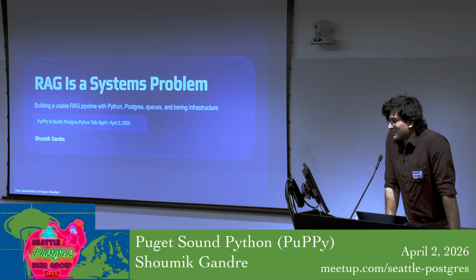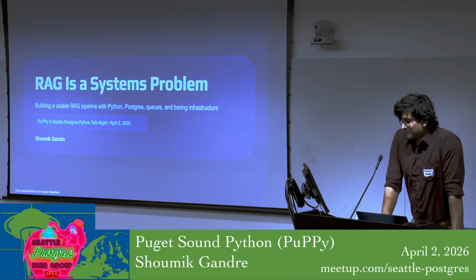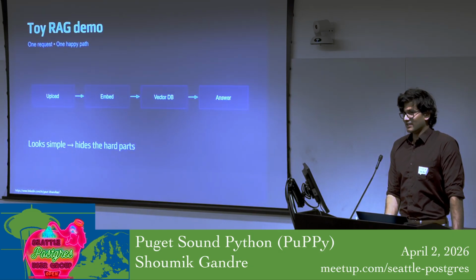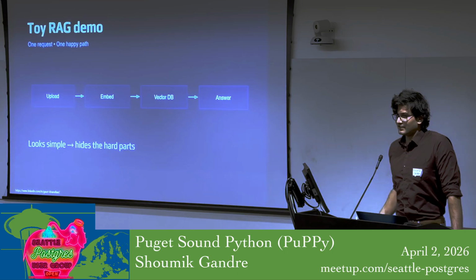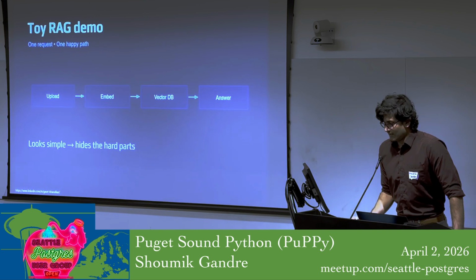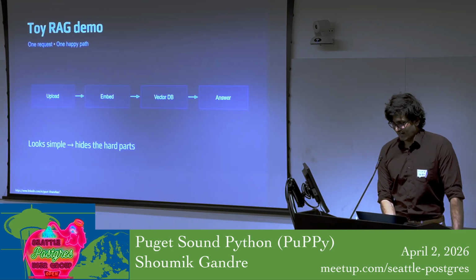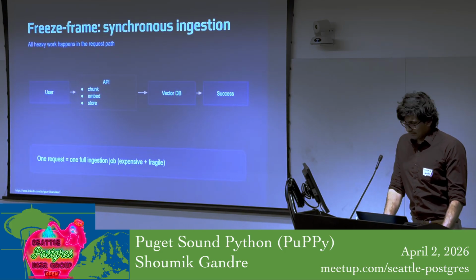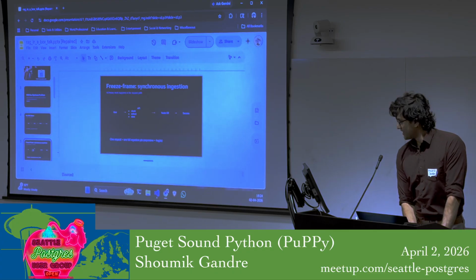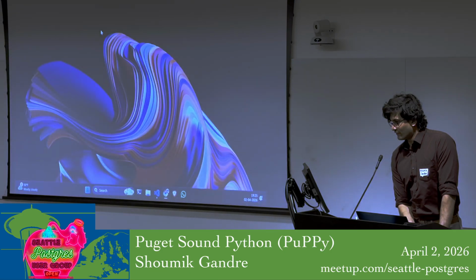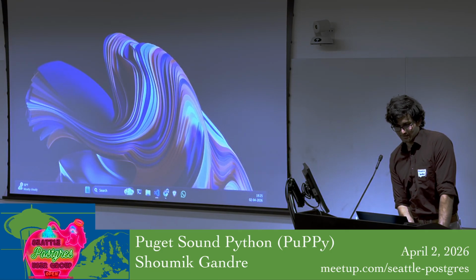Okay, RAG is a systems problem. What do you mean by that? Sure, we can have a toy demo of RAG where people just upload something, it gets embedded, stored in a vector database, and then you use an LLM to answer a question. Looks simple and hides the tough parts. Before we go into anything, let me show a very quick introduction of what a RAG is and how it works, in case people are not familiar with it.